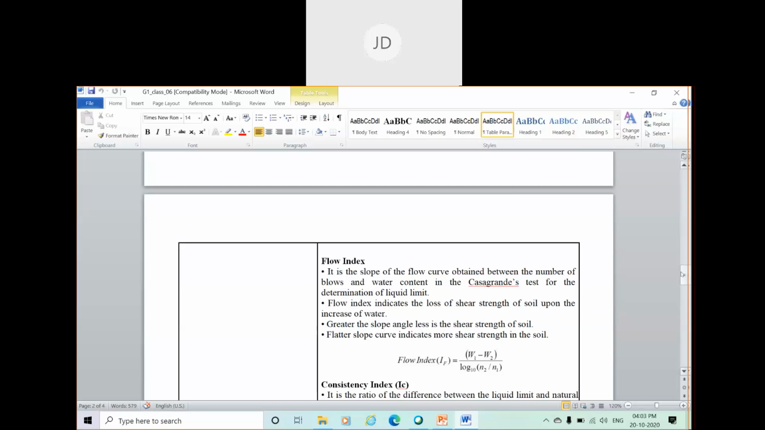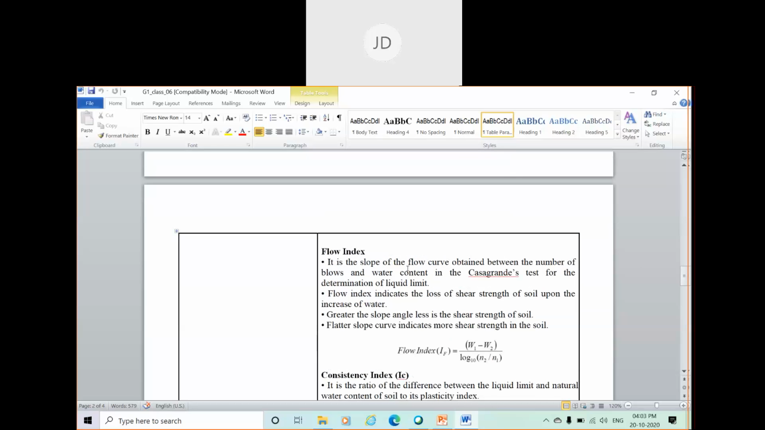After that you will come here and find the definition of flow index. Anyway, I just want to read it out. So flow index is the slope of the flow curve obtained between number of blows and water content in the Casagrande test for the determination of liquid limit. So I advise you first go and try to understand this Casagrande test for determination of liquid limit. Fine.